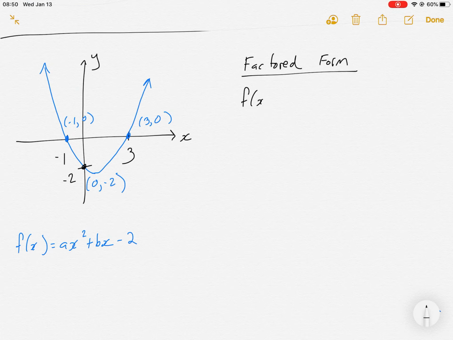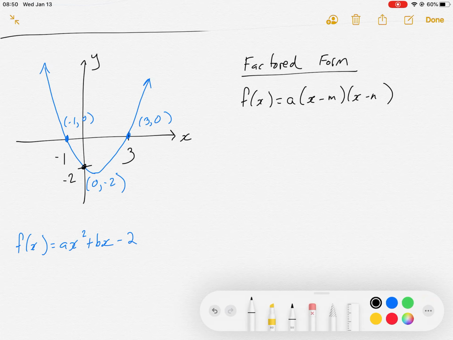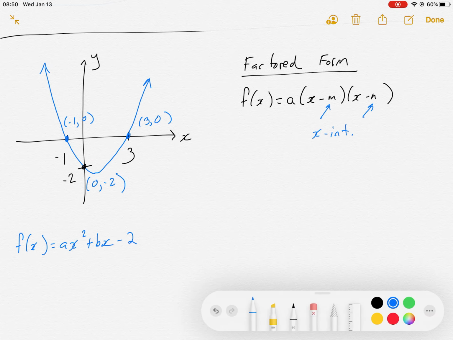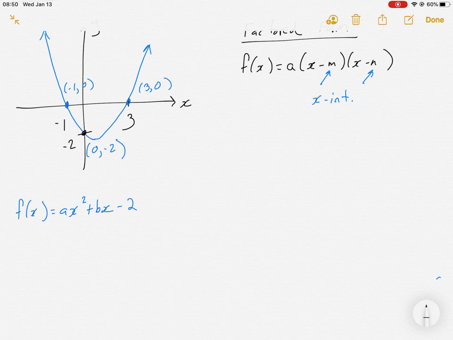And factored form looks like this. You have a, and then we'll use some new letters. Let's use m and n. In this case, m and n are actually your x-intercepts. But the important point in all of this is that a is still the same. A is still the leading coefficient, so that shows up in every single format.